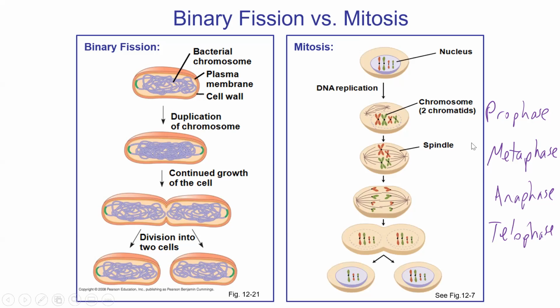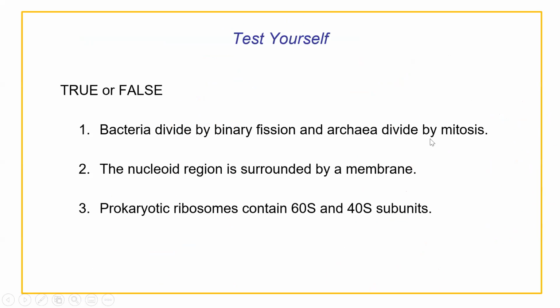So much simpler process. Before I do the notes, a couple of quick test yourself questions. Let's take a look at them. True or false? Bacteria divide by binary fission and archaea divide by mitosis. That is false. Archaea also divide by binary fission.